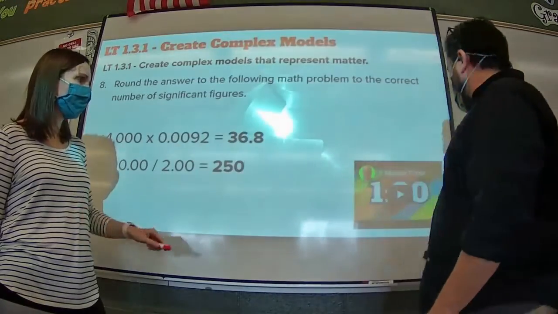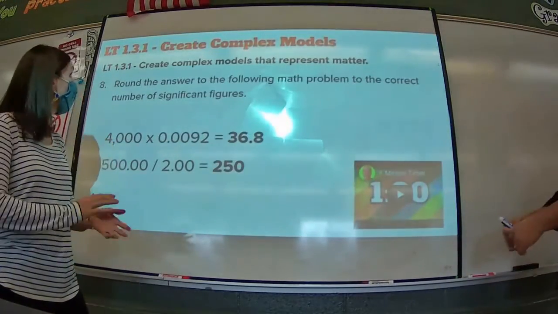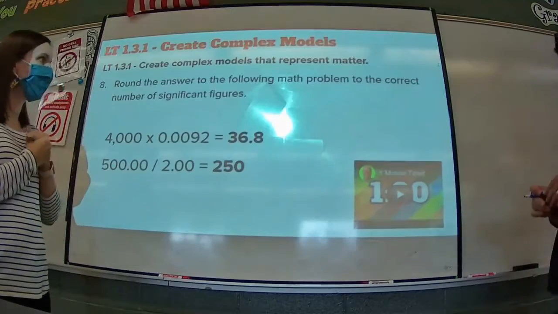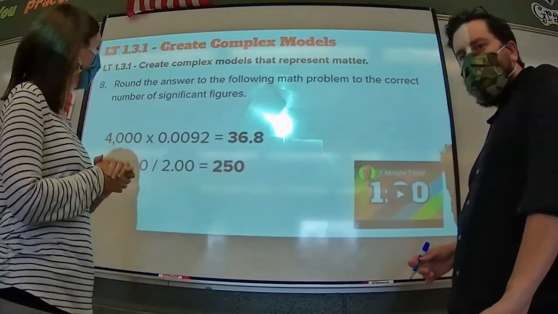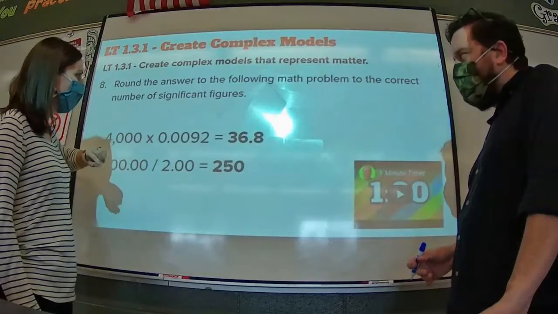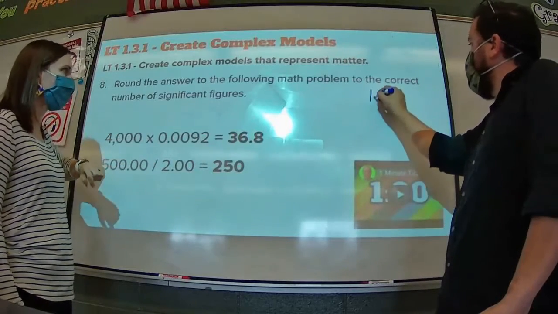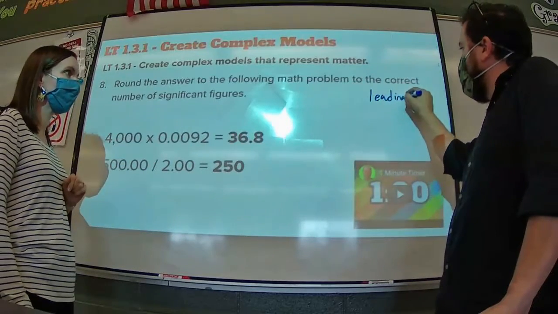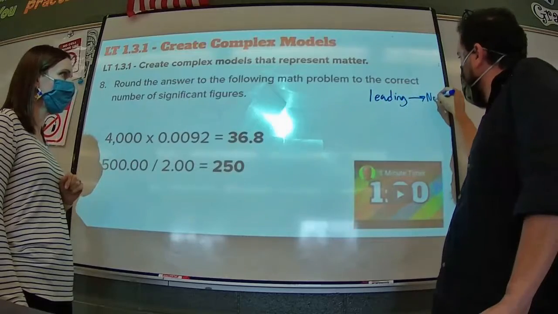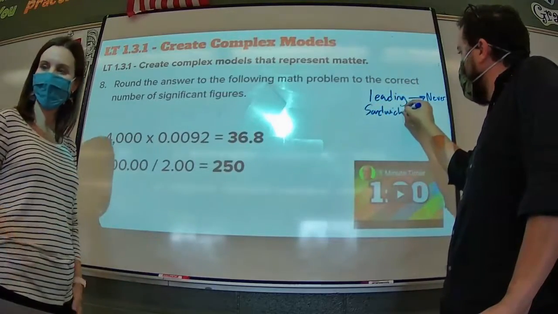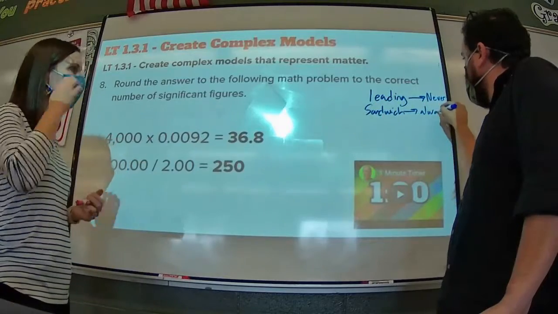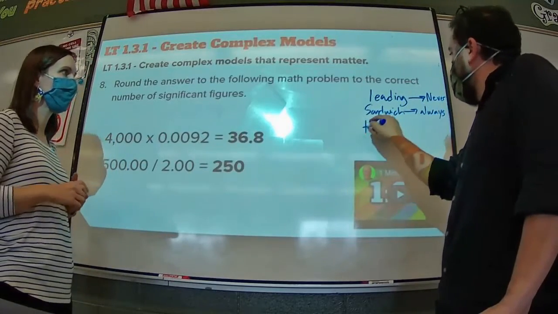Okay, another thing that you have to do for learning target 131 is round answers to the correct number of significant figures. So to do that, we have to remember our math rules. When we're multiplying or dividing, we're looking for the fewest or the least number of significant figures. And so one of the things we need to do is look at each of the numbers individually. So Mr. Sanford is writing our significant figure rules on the board.